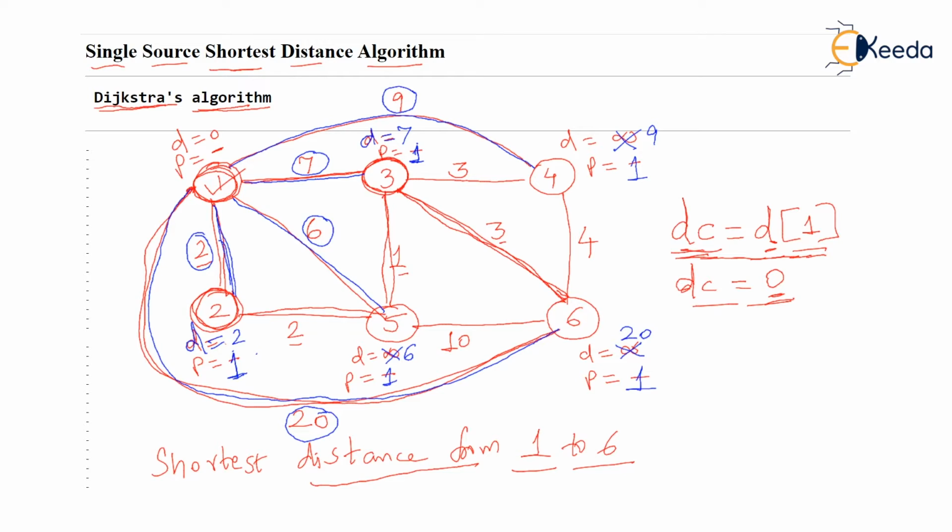So we will consider second vertex. Whereas distance of third vertex D is 7. For fourth vertex D is 9. For sixth vertex D is 20. And for fifth vertex D is 6. So minimum distance is for vertex 2. So we are going to process vertex 2 now.